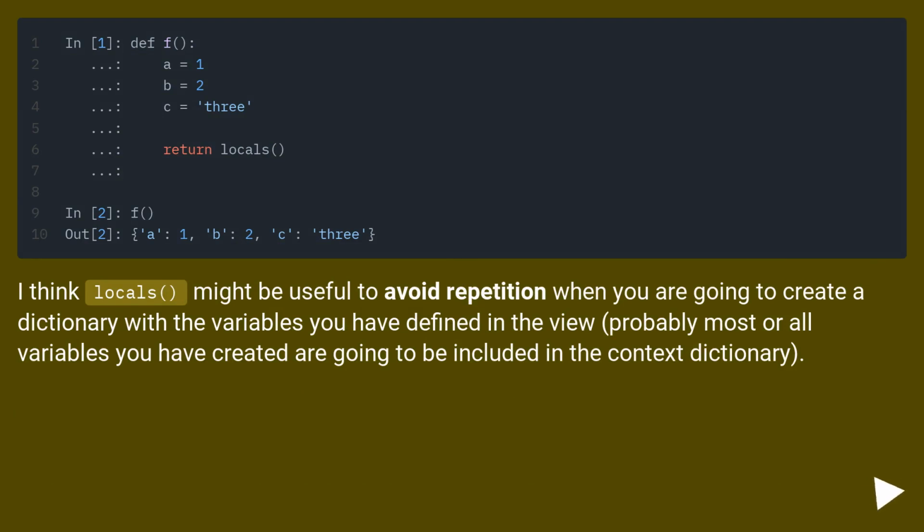I think locals might be useful to avoid repetition when you are going to create a dictionary with the variables you have defined in the view. Probably most or all variables you have created are going to be included in the context dictionary.